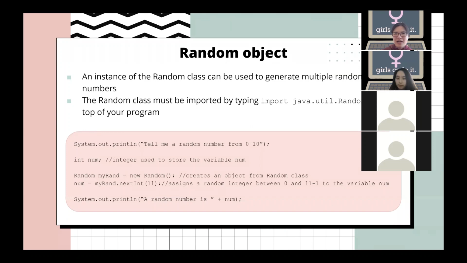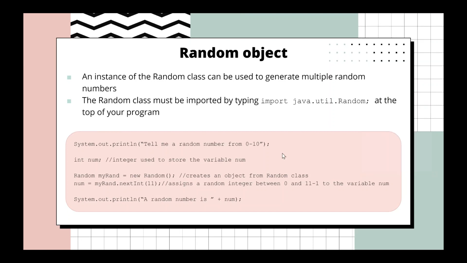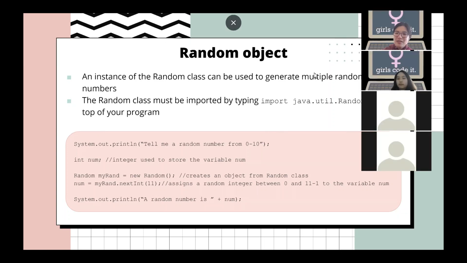So the next object we're going to be going over is the Random object. This will help you generate random numbers. You can generate random decimals or random integers, stuff like that. Just be sure that for most classes, you have to import it first at the very top of your code. For a Random object, you have to type in import java.util.Random at the very beginning of your code.